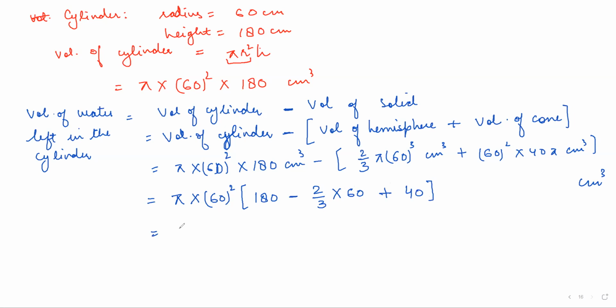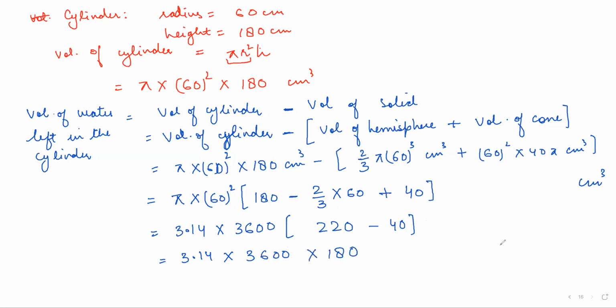So put 3.14 into 6 into 6 is 36, so 3600. And here it will be 140 plus 180, so this will be 220, right? And minus, so this is 3 into 2, 2 into 2, 40. Is that okay? Again, 180 you will get into 180. Is that okay? Yes, ma'am. Now please multiply this.